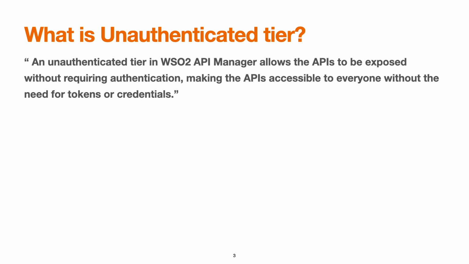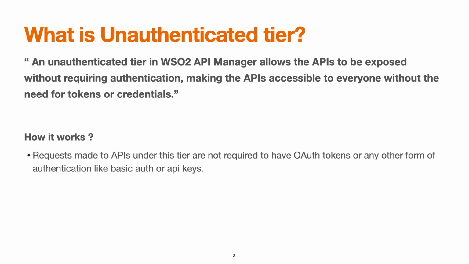So the question arises, how does it work? Let's say you have a backend service and you would like to expose it to a third-party system via API gateway with some sort of security. Here the security doesn't refer to the credentials part. Security here refers to rate limiting. So in this use case, requests made to APIs under this unauthenticated tier don't require any kind of security, which is an access token, basic auth, or an API key.